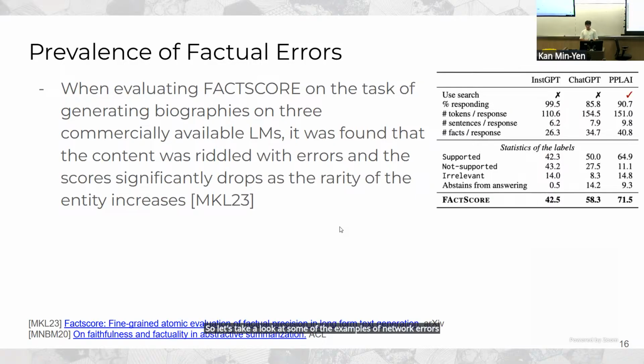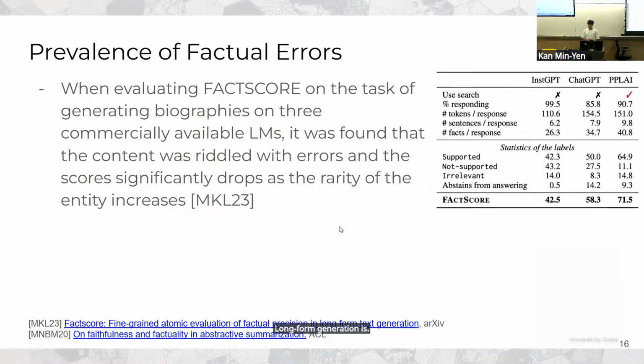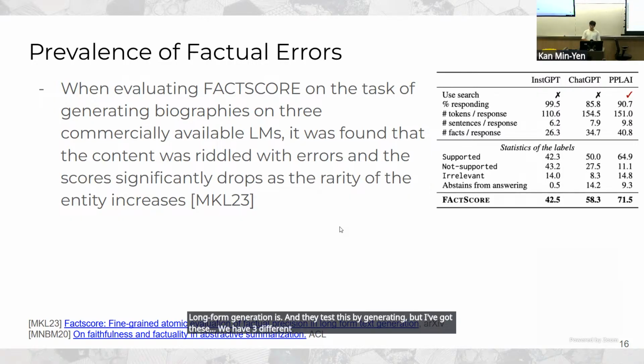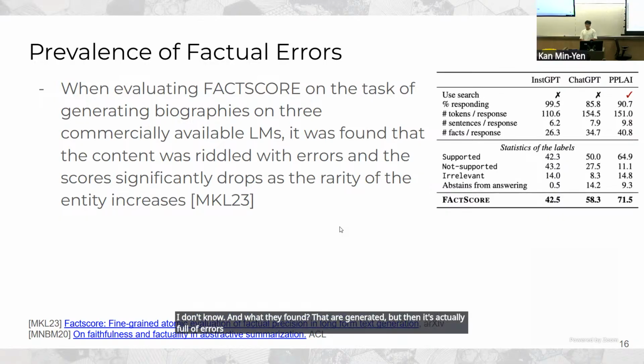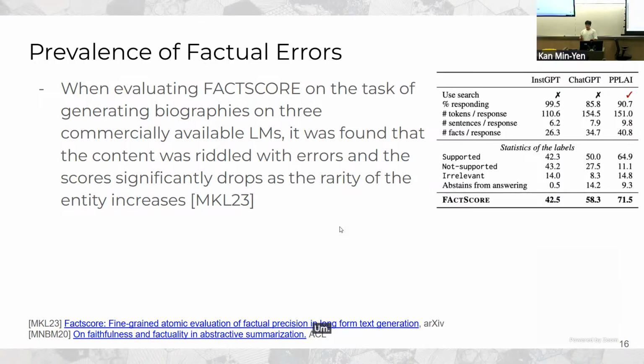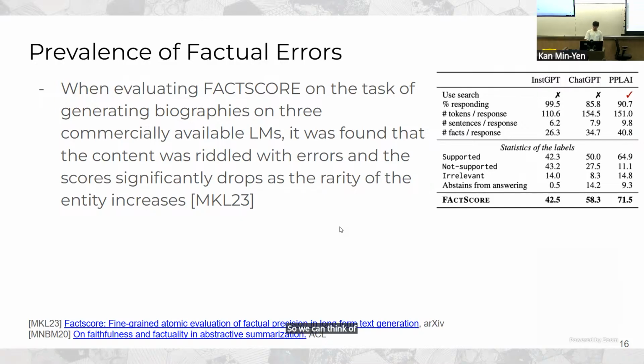So let's take a look at some examples of factual errors. This paper talks about FActScore, which is one of the ways of evaluating how factual long-form generation is. They test this by generating biographies with 3 different LLMs. What they found is that the generated content is actually full of errors, and as the length of generation increases, more and more errors start to appear. So we can take a deeper dive into how they compute this FActScore.